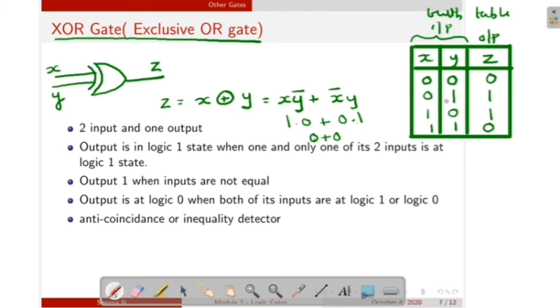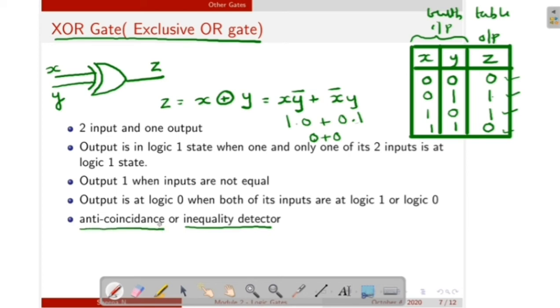That means if the inputs are different, then output is equal to 1 in these two cases. In first and last case, the inputs are same, so the output is equal to 0. So it is an inequality detector. Okay, if the inputs are not equal, then only it generates an output. So it is an inequality detector or anti-coincidence detector.